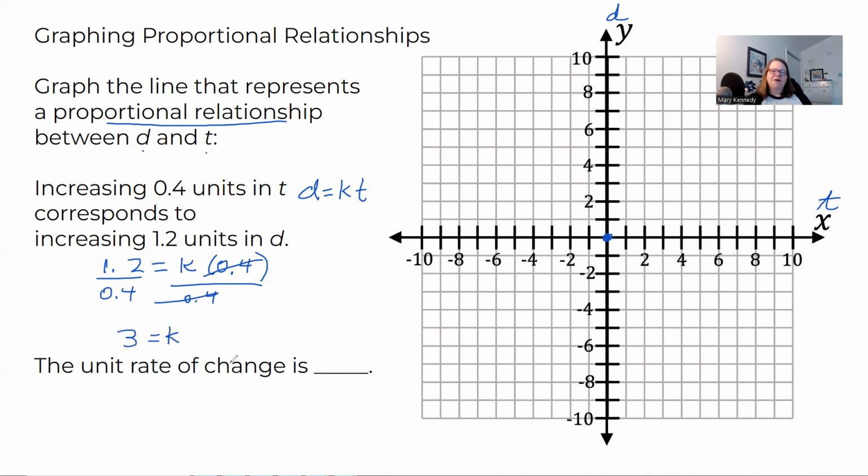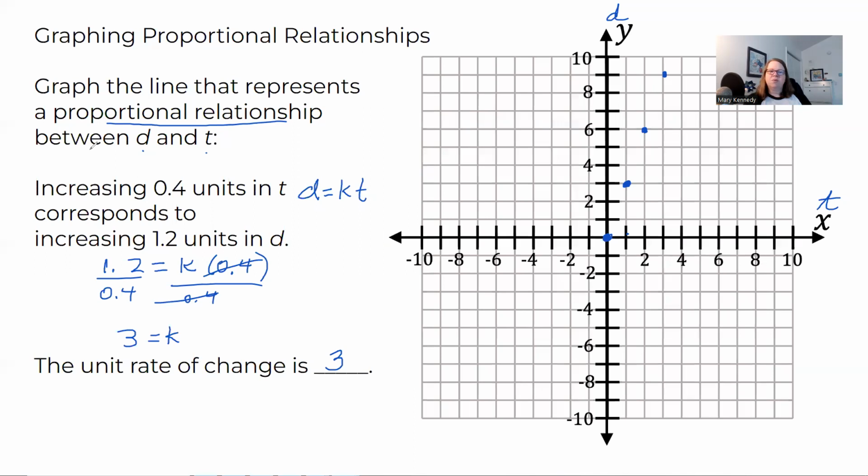And so our rate of change is 3 because for every 1 that we increase on the x-axis, or the t-axis, we're going to increase 3 on the y, or the d-axis. And so every time we go right 1, we're going up 3. So a rise of 3 goes to the right 1, and so on. And so that's what our graph is going to look like.